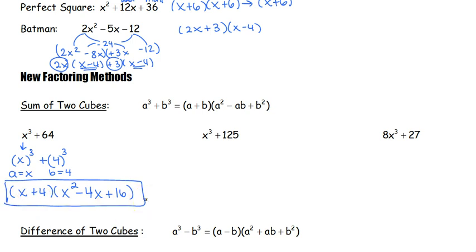Let's try that again. So what's being cubed here? That is x. What number cubed gives us 125? Well, that is 5.